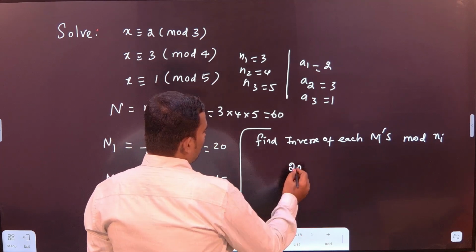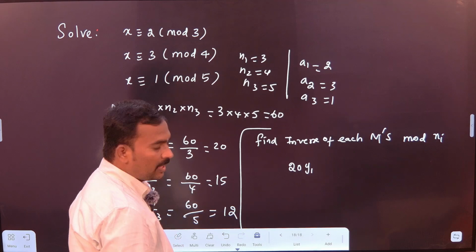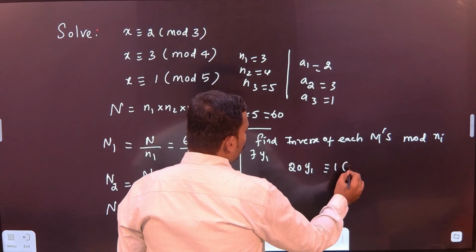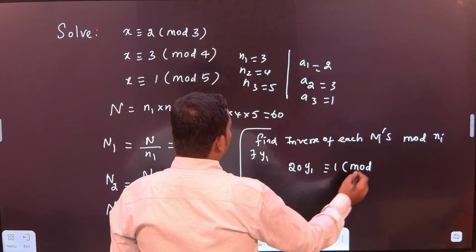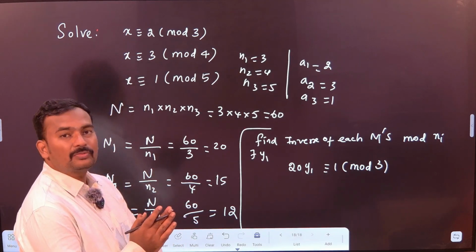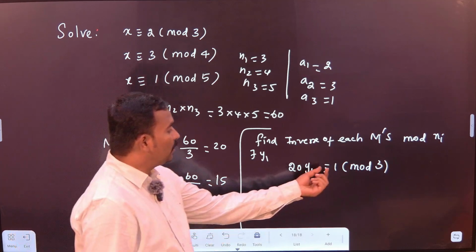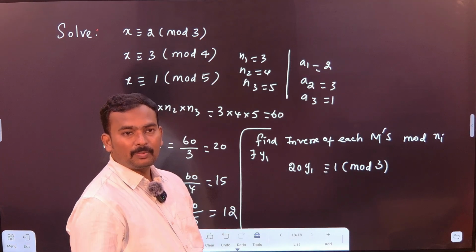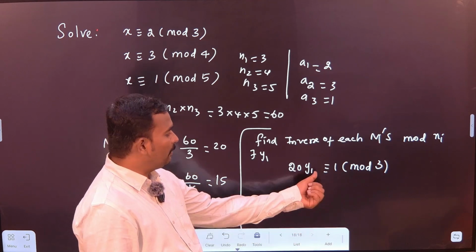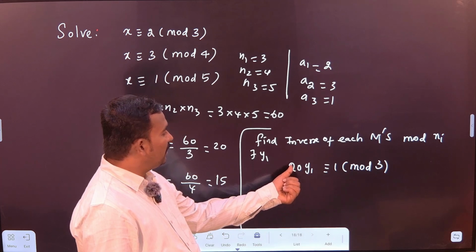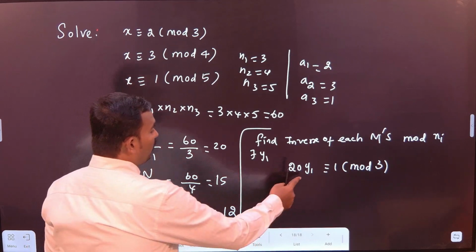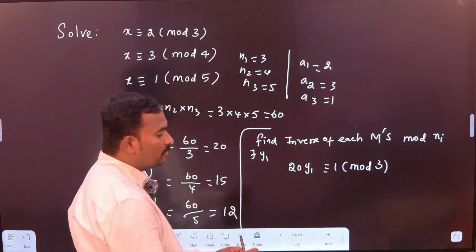So what is N1 here? 20, the first one. Let us take the inverse here as y1, right? There exists a y1 such that 20 y1 is congruent to 1 modulo 3, where n1 is 3. So this is the inverse. How to find the inverse? 20 times something, you get remainder 1. That is the inverse. Suppose 2 is there, the multiplicative inverse is 1 by 2, so that the product is 1, right? The same idea here: you have to find the inverse of each Ni. Ni here is 20, 15, 12.